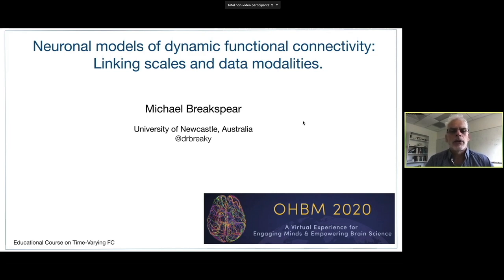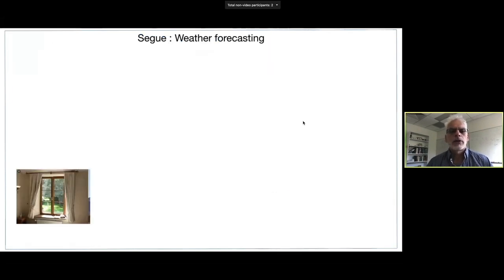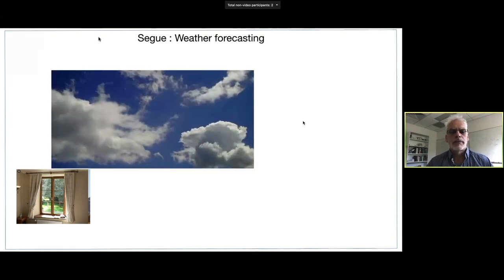I'll be speaking about neural models of dynamic functional connectivity, linking scales and data modalities. So for a bit of a segue, I'm just going to talk about weather forecasting. This puts what we're doing in neuroscience in a bit of context. So say we wake up in the morning and look out the window and see the weather.